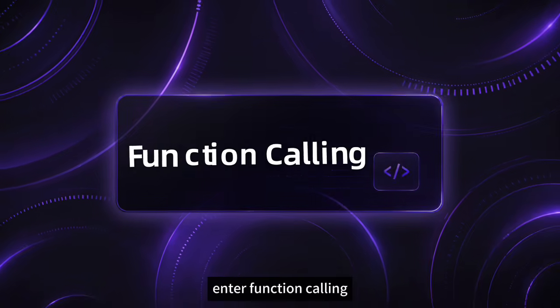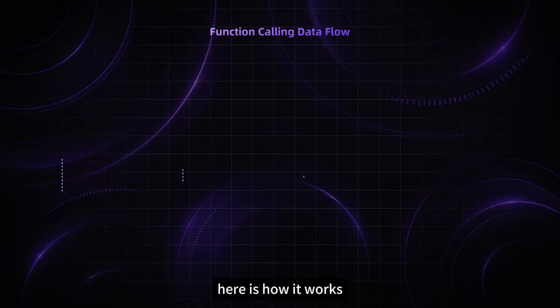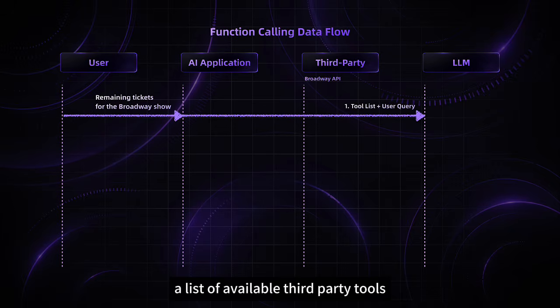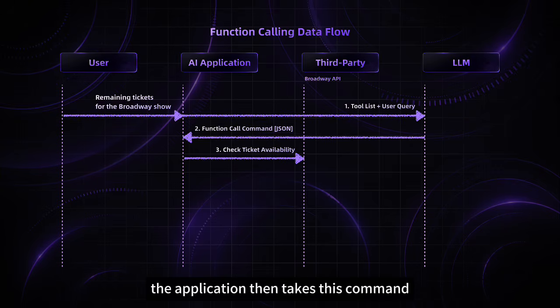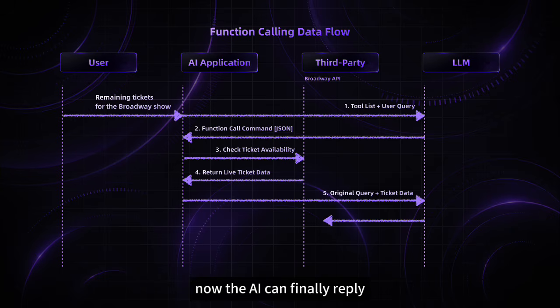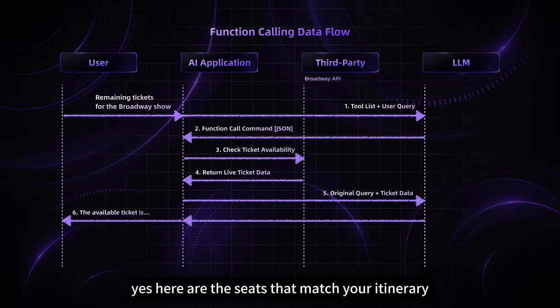Enter function calling, the mechanism that grants LLMs the power to use external tools. Here is how it works. The application first feeds the model a list of available third-party tools along with your request. When the model decides a tool is needed, it outputs a structured function call command. The application then takes this command, queries the live Broadway database, and returns the results back to the model. Now, the AI can finally reply, yes, here are the seats that match your itinerary.